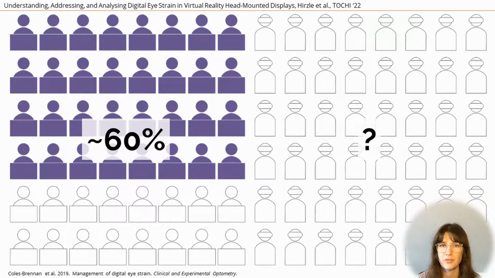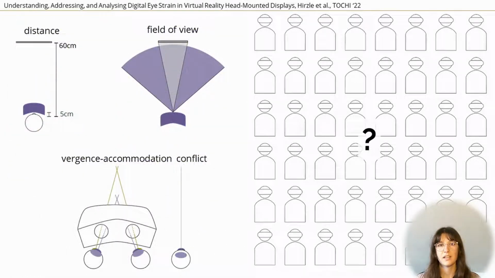However, when we think about VR HMDs, there's really not much research going on. And this is quite surprising because VR HMDs present several properties that make them particularly prone to DS. These are, for example, reduced screen-to-eye distance. Furthermore, they cover a larger field of view than conventional displays. And also, they have this vergence-accommodation conflict, which refers to vergence and accommodation responses being decoupled in VR HMDs.